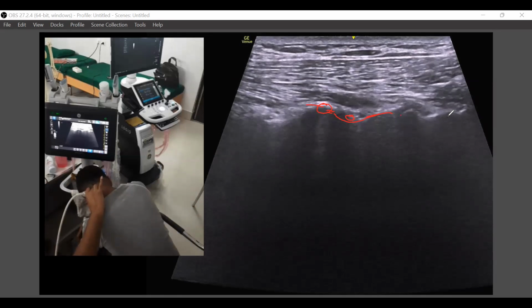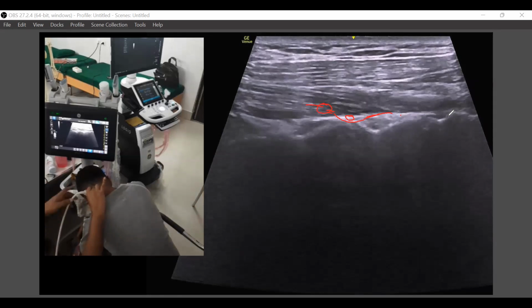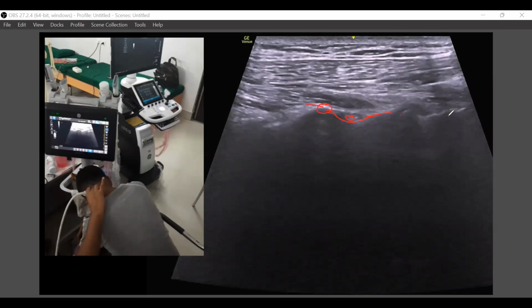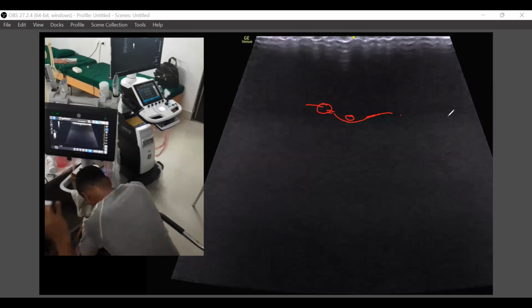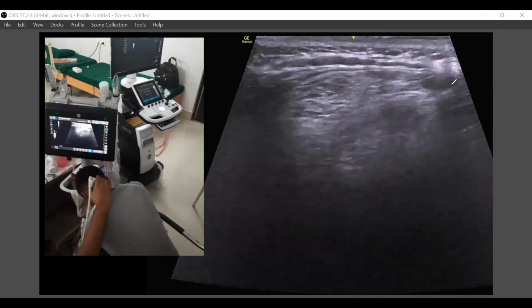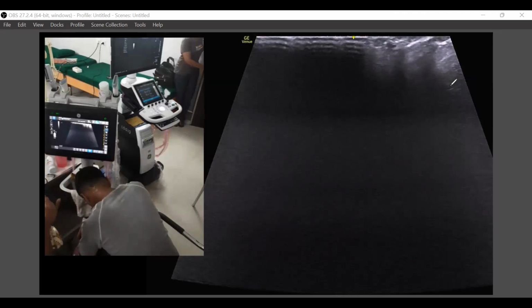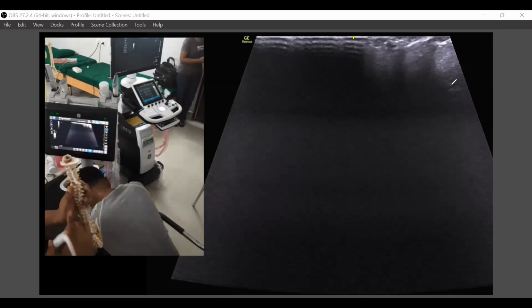But what I'll be showing now is another important view. Here, this is very easy. Everybody knows these things. You can see the facet joint nicely, and you can see the nerves nicely. So now, what I'm going to show, sorry, let me clear the annotation again. I'll be holding my probe like this. If I'm holding the probe like this, what will happen?